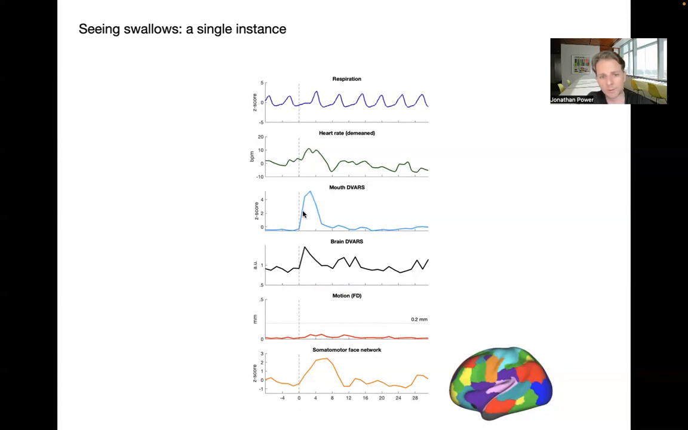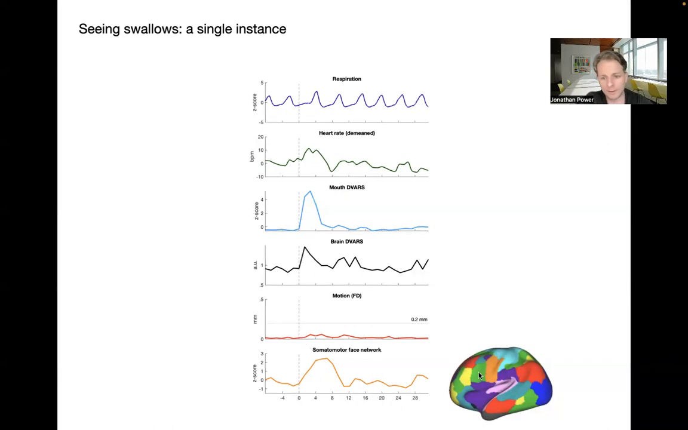I just went over the DVARS measures in the mouth and in the brain. Now this is a little unusual, and I'll talk more about this in a bit. There's almost no motion after the swallow. But the reason for that is at Cornell, most of our subjects that we study in this way have a head mold. So it's custom made to fit the head coil in the scanner and also their own anatomy. So it hugs them pretty tightly, and there's not a lot of motion.